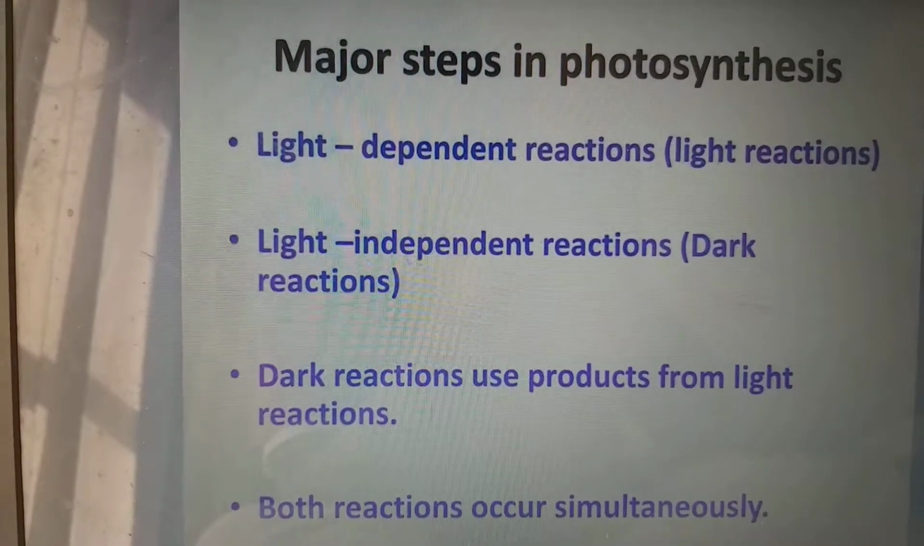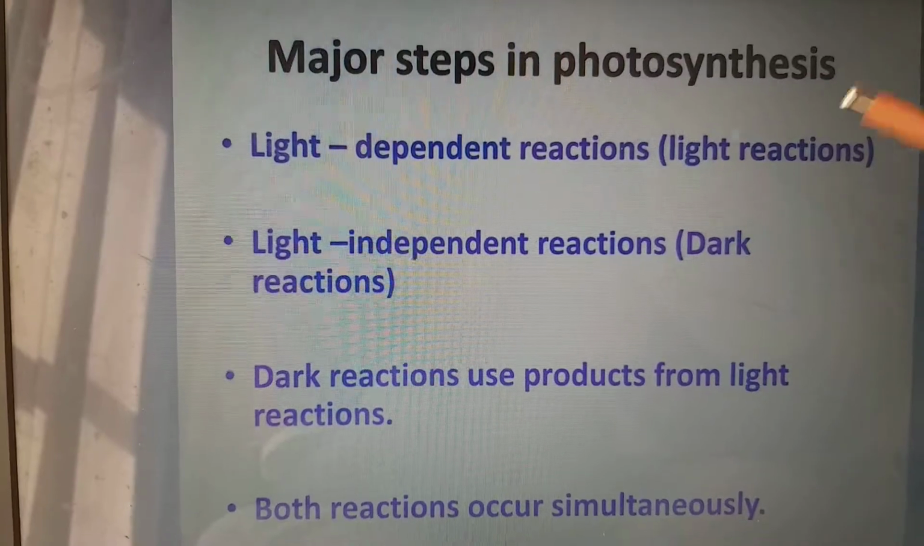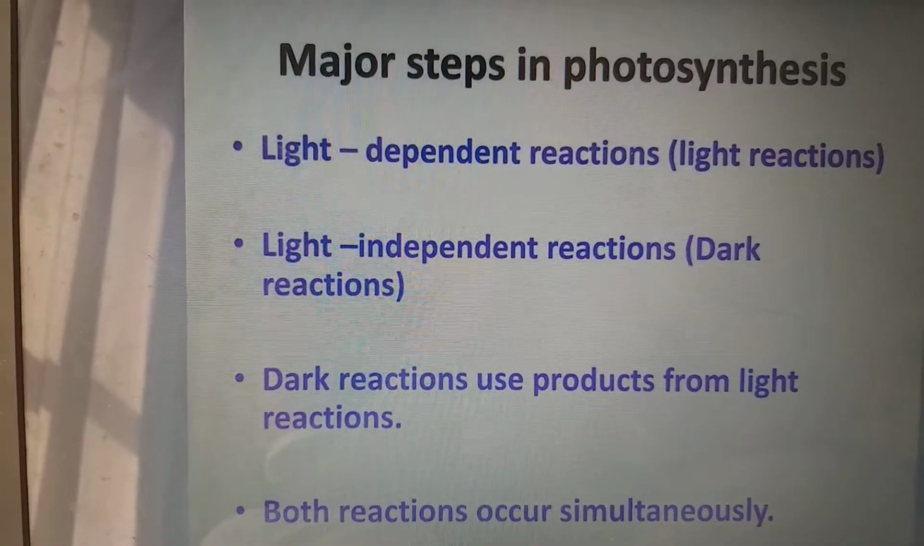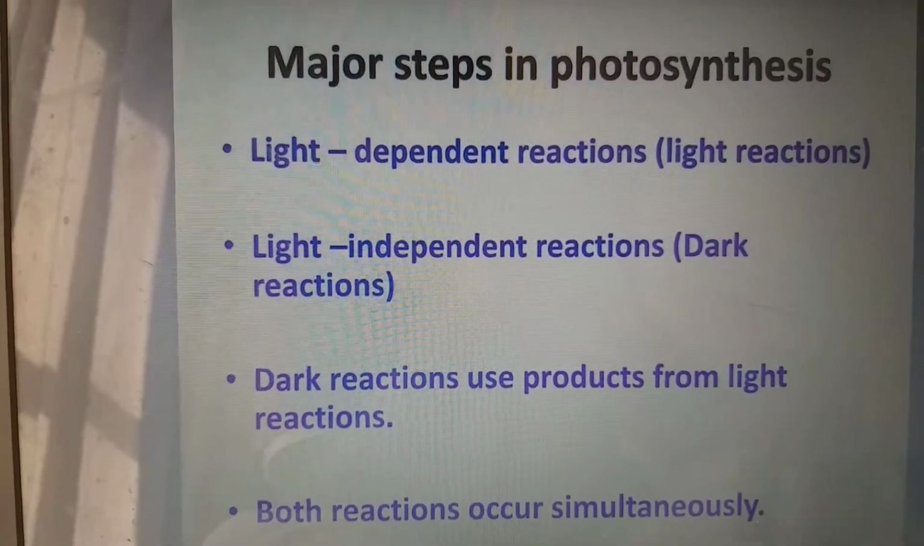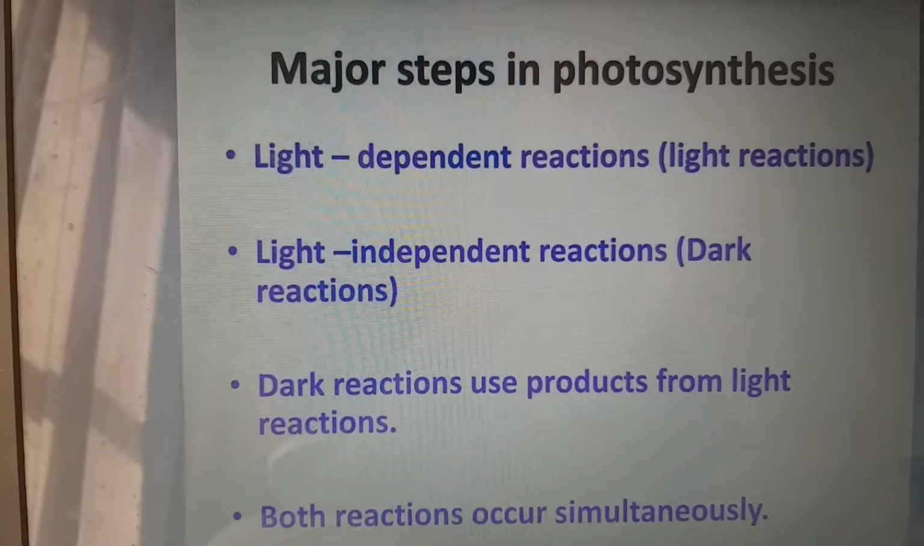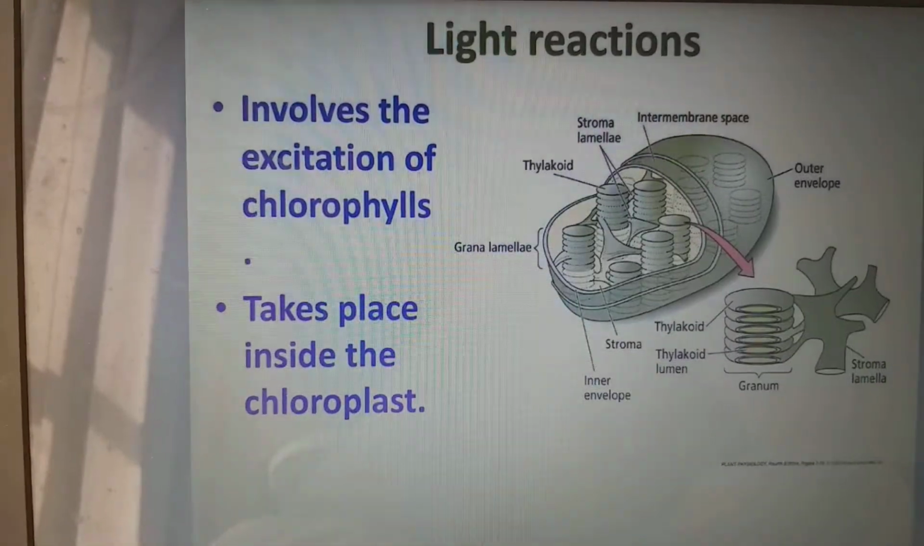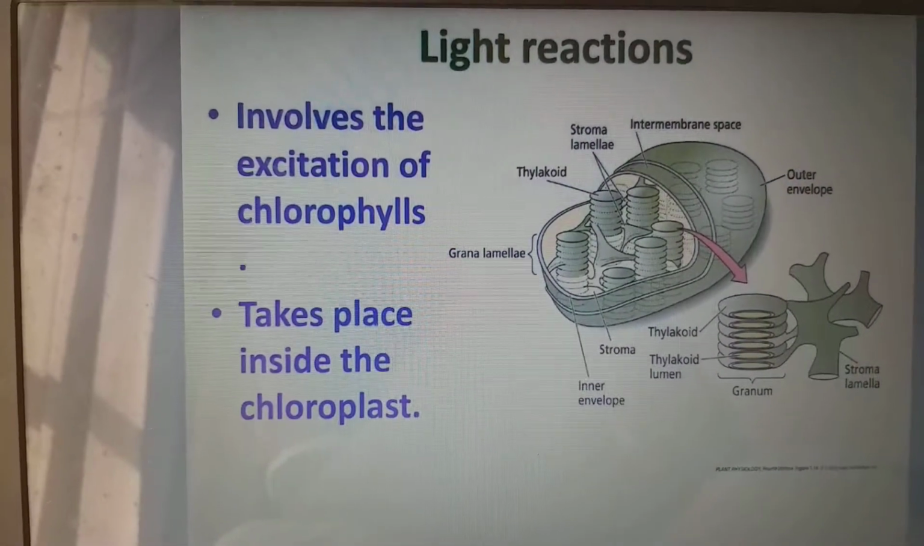So initially the first phase of reaction is the light reaction. Next only the dark reaction will take place. Both reactions occur one after the other. First initially the light reaction, next the dark reaction. And next, first the light reaction. What is the light reaction?